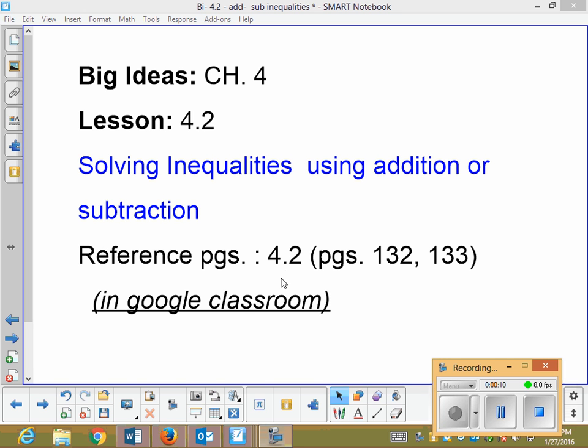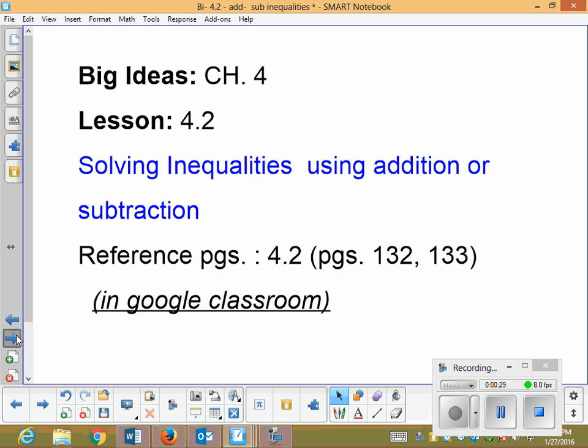Again, solving an inequality is very, very similar to solving an equation. If you remember in Chapter 3, we were solving for the variable. So we're going to be doing the same thing today, except this time, instead of an equal sign, we have an inequality. Reference pages can be found in your Google Classroom under 4.2, pages 132 and 133.